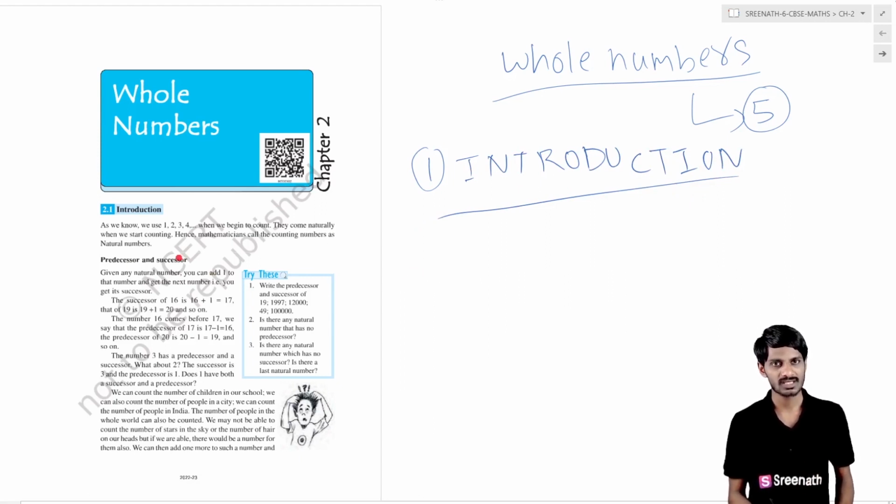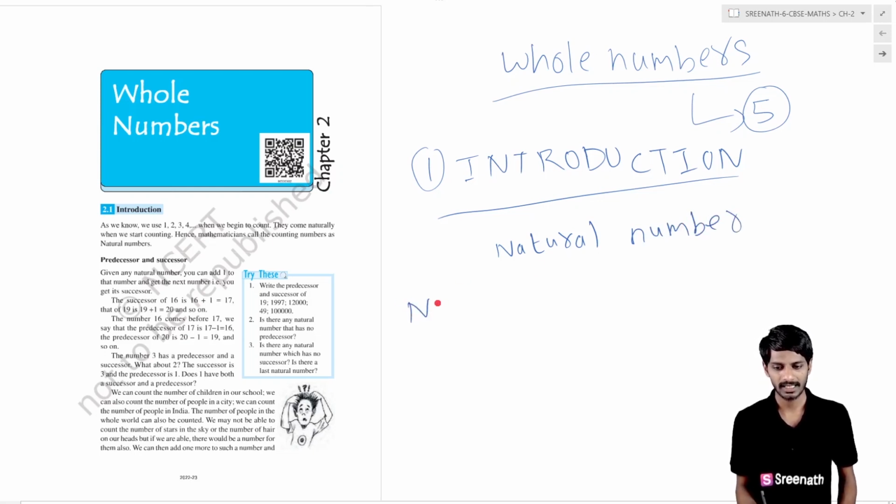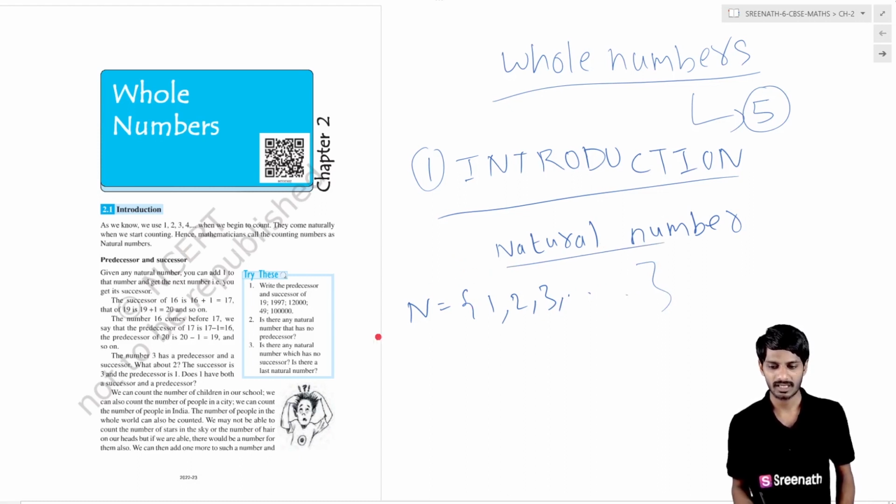So basically in the previous session, what do we know about natural numbers? So what are natural numbers? We will represent natural numbers by N, and the set of natural numbers starts from 1, 2, 3 and so on, they go on. Basically natural numbers are represented by N and they start from 1.